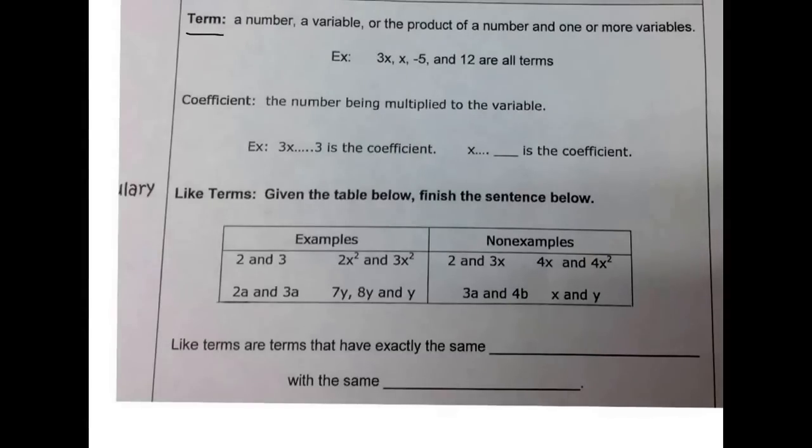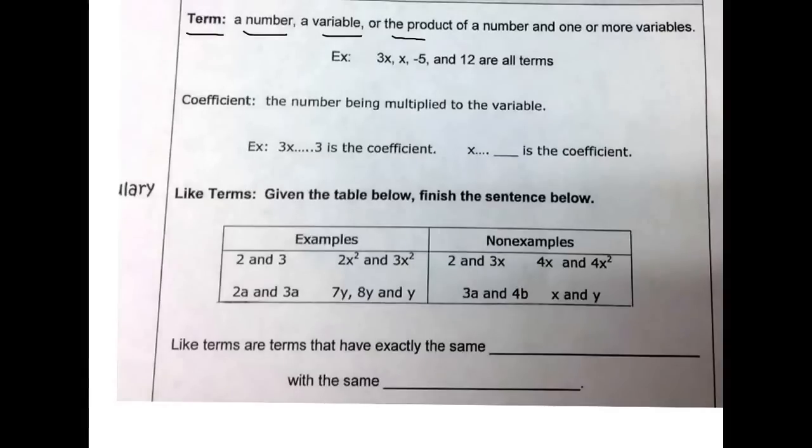A term is a number, variable, or the product of a number and one or more variables. These are all examples of terms. 3x, 1x, -5, and 12 are all terms.